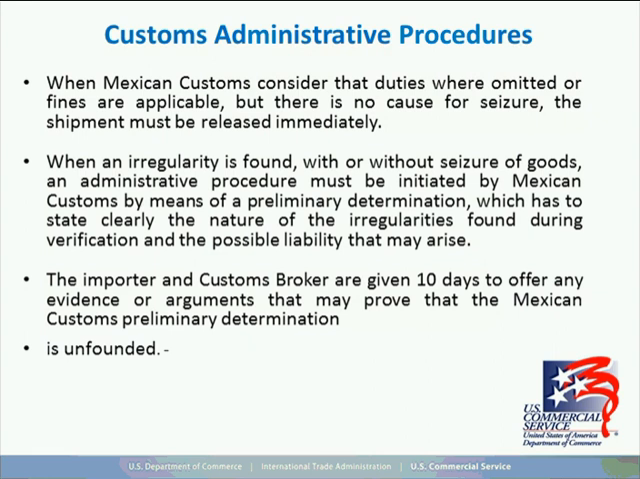When an administrative procedure is initiated, the importer and customs broker are given 10 days to offer any evidence or arguments that may prove that the Mexican customs preliminary determination is unfounded. Here it's very important to mention that many importers try to fix these problems by themselves with customs without proper counsel. This is a very important step of the administrative procedure that must be considered with experienced counsel at all times.